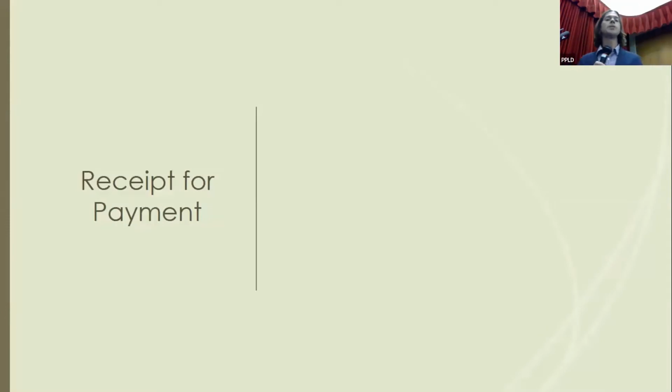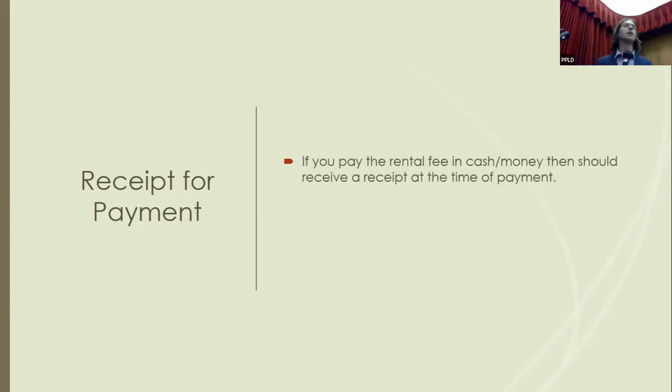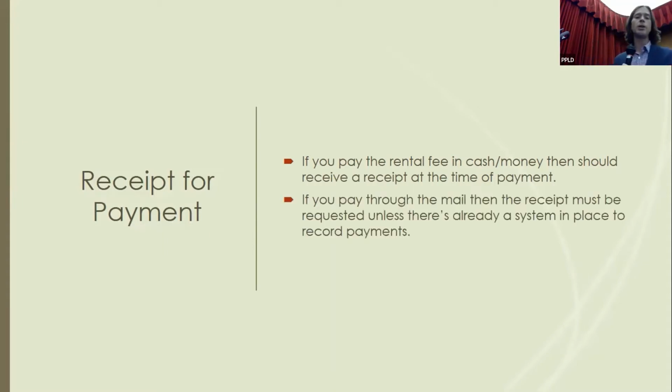So, receipts for payments. This is going to pop up in a few areas throughout this presentation, but if you pay an application fee with cash or a money order, you should be able to receive a receipt for that payment on the spot. If you mail it in, then you must make a request for a receipt, and that receipt should be mailed to you within 7 days, unless there's already a system in place to document these payments, a portal system, some kind of electronic messaging system to say, hey, these are the payments that we've received, and this is how it's been applied to your account.